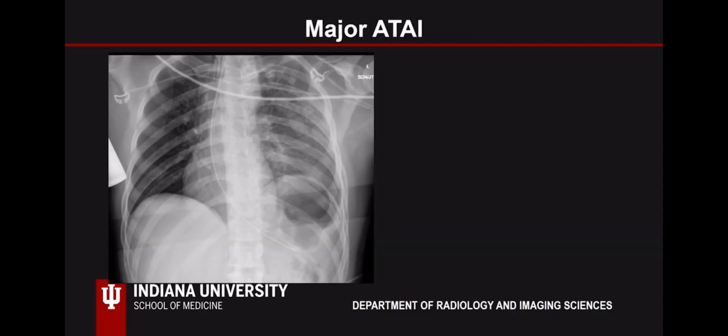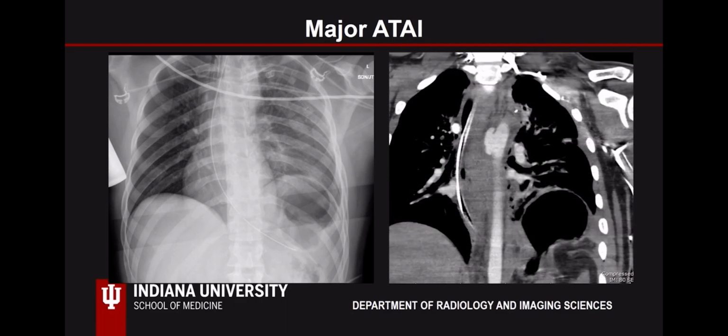Here's another patient with a major aortic injury. The chest X-ray shows abnormal mediastinal and aortic contours. Coronal CT image through the chest demonstrates a rupture of the right lateral wall of the thoracic aorta with a pseudoaneurysm formation. The patient also has a left diaphragmatic rupture with herniation of the stomach through the diaphragmatic defect.